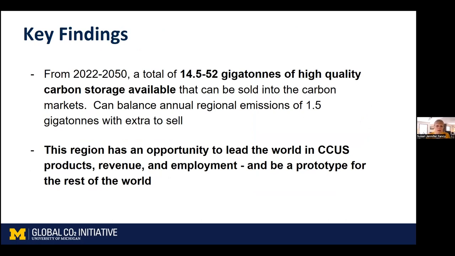What we found, a team of fantastic five students, one of them, Morgan Cobb, is on our call today. Well, what the students found is that from 2022 to 2050, there is a total of 14.5 to 52 gigatons of really high quality carbon storage available that can be sold into the carbon markets. This can not only balance the regional emissions of 1.5 gigatons every year, there's lots of extra to sell into the voluntary carbon markets, both on the natural based solution side, things like planting trees, and also on the engineered solution side. And we'll take a look at that in just a minute.